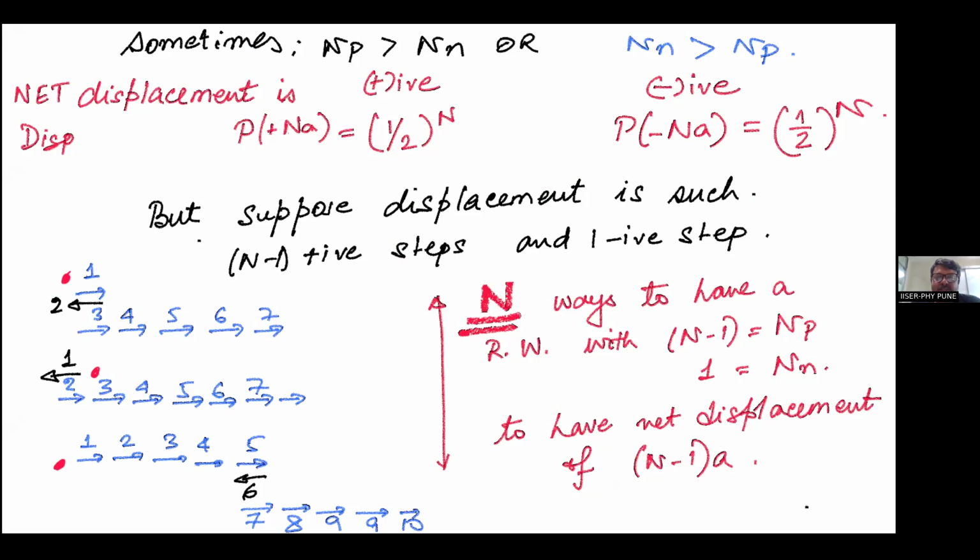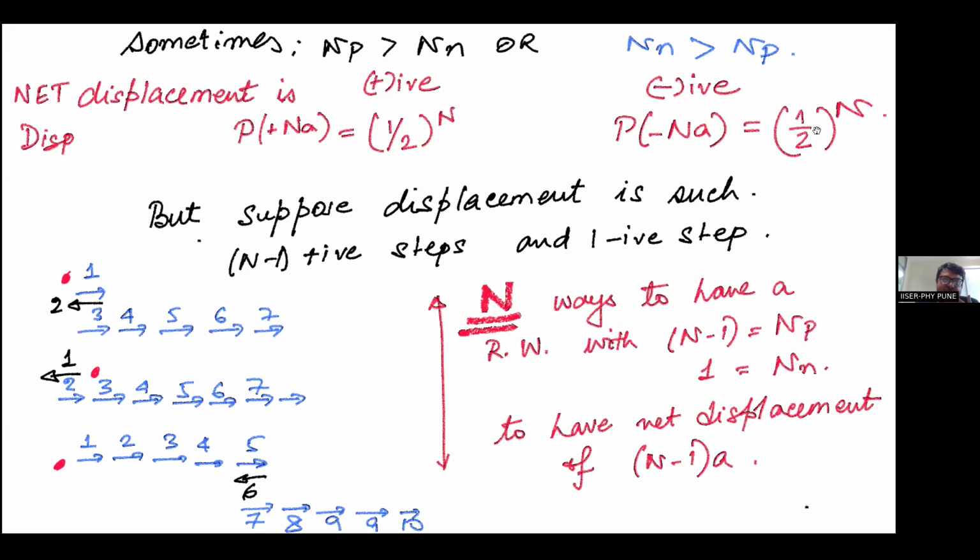So now let's ask a slightly different question. We have discussed all of this. So the displacement that the person reaches, if he takes all steps to the right, is a net displacement of Na, with probability half to the power n, and similarly minus Na is half to the power n.